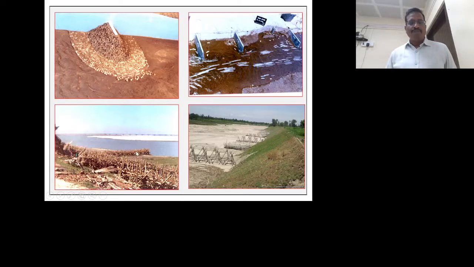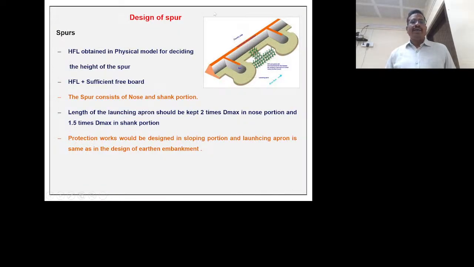And these are the bamboo porcupines. Generally bamboo porcupines are used in the Brahmaputra river also. So they have constructed a bamboo spur here into the river. Here the design, just now explained: this is the bank and this is the spur. This is called the shank, this is the nose, and this is the launching apron. And this is the launching apron of the embankment. There is sufficient freeboard, HFL plus sufficient freeboard. Nose and shank portion 2D max, just now explained everything.